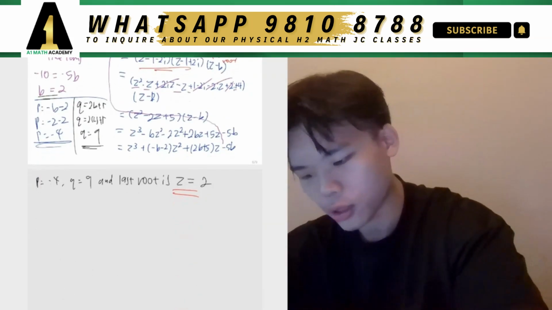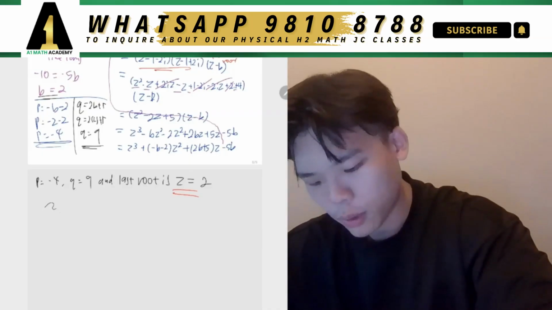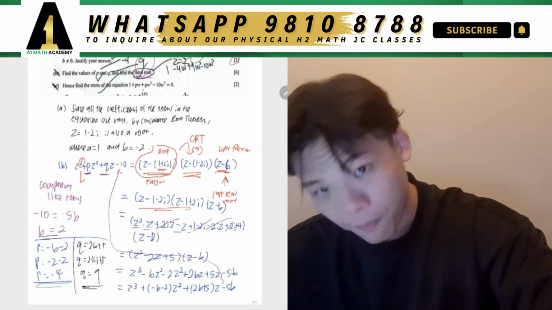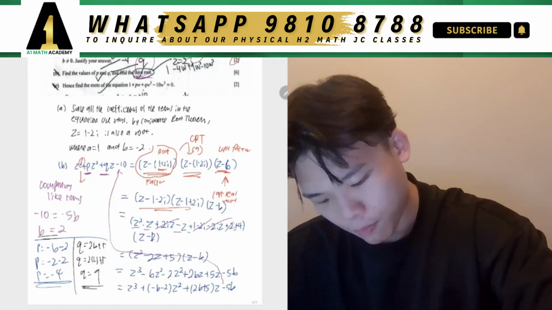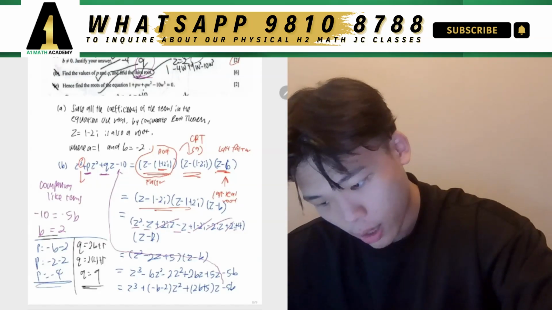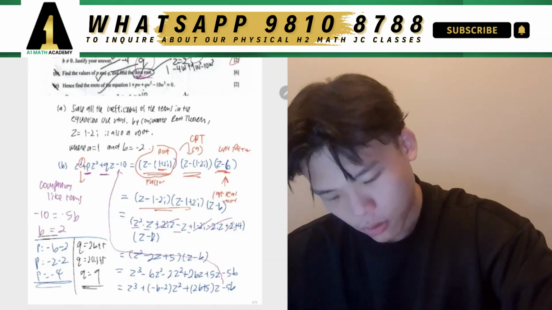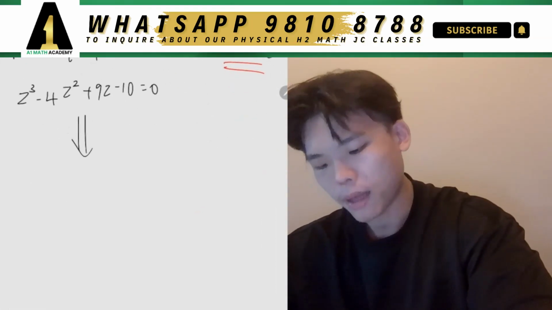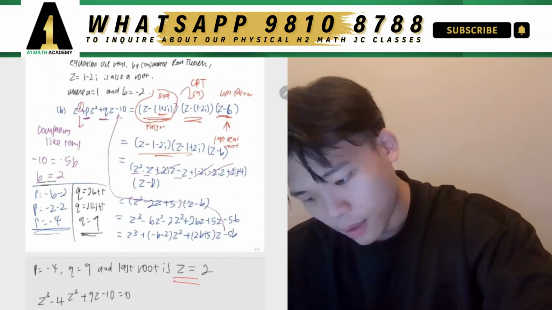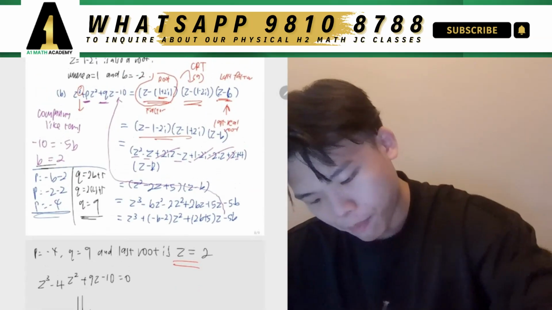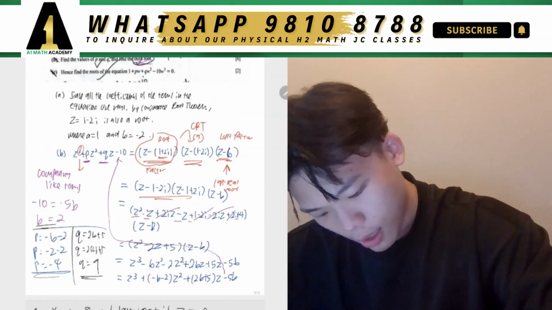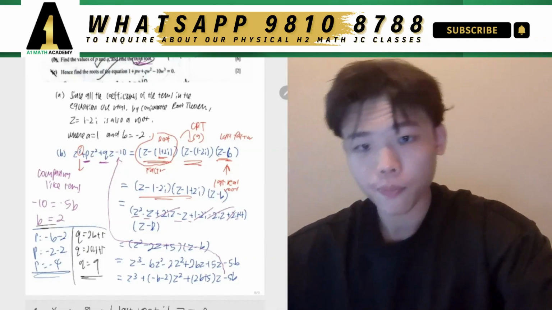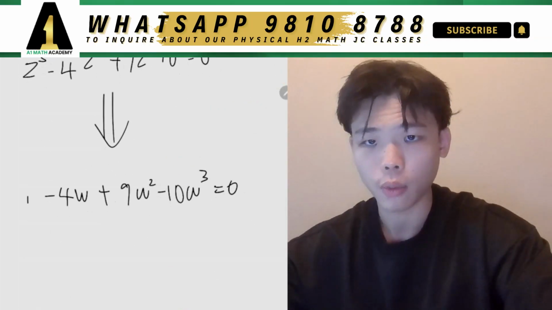So let's start off with the equation that we already have. The equation would be z cubed minus 4pz minus 4z squared plus 9z minus 10 equals 0. Right? This is the equation that we have. And what we need to do is make this become 1 minus 4w plus 9w squared minus 10w cubed equals 0, right? So this is the final equation that we need to get to.